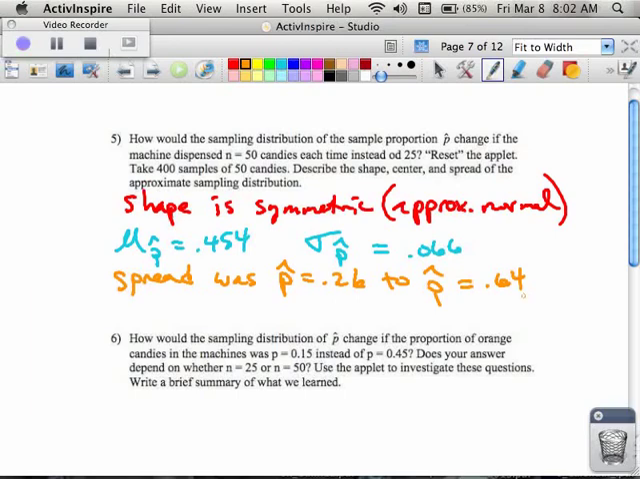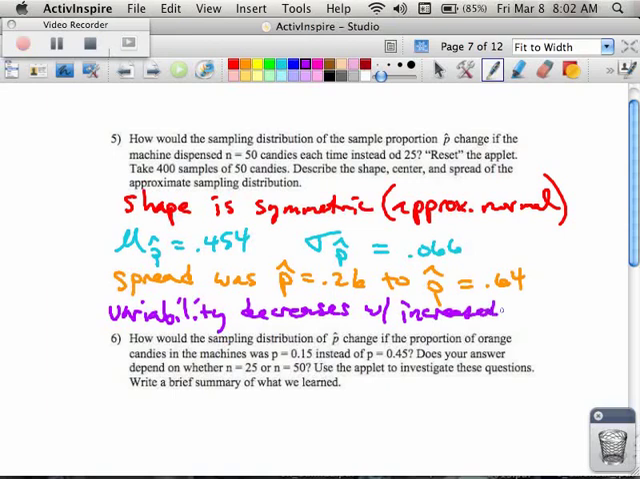And we noticed, and probably the most important thing, is that our variability decreases with the increased sample size. That's huge.